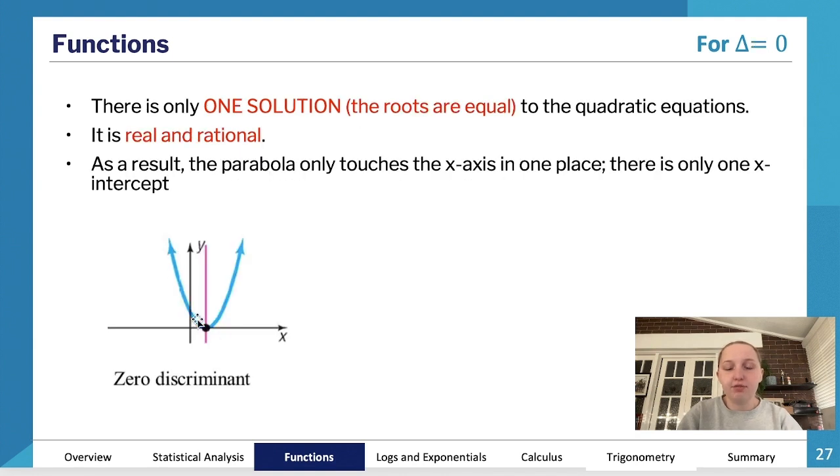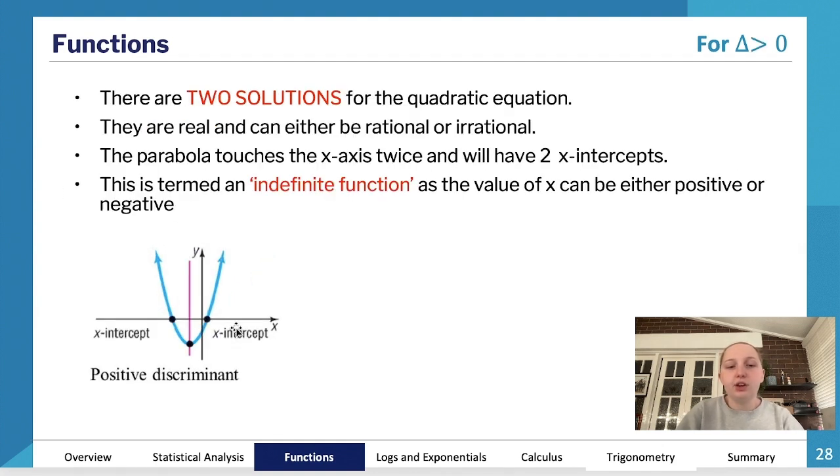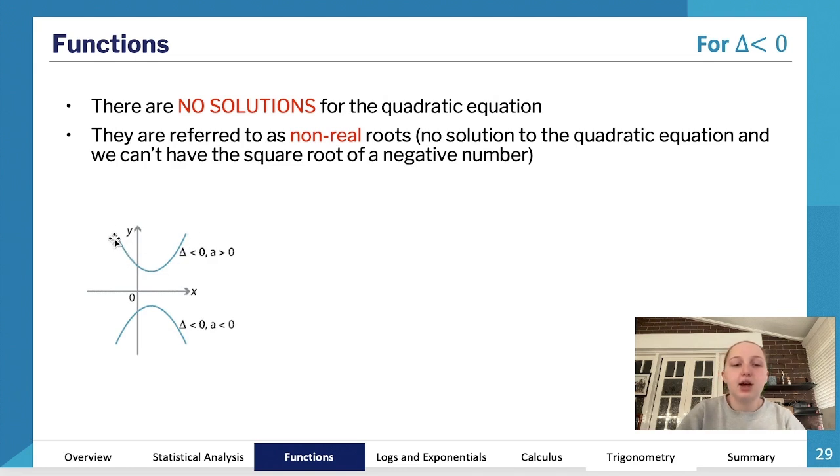Okay, so looking at a graph, if you only see it touch the x-axis once, you can immediately know, okay, the discriminant is going to be 0. If you're looking at a graph and there's two x-intercepts, immediately you can recognize, okay, the discriminant is going to be greater than 0. And then if you're looking at a graph and there's a discriminant less than 0, immediately you can recognize, okay, the discriminant is less than 0. Sorry, I worded that the wrong way around.